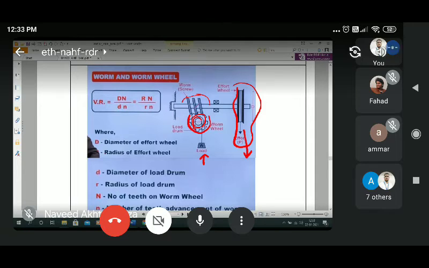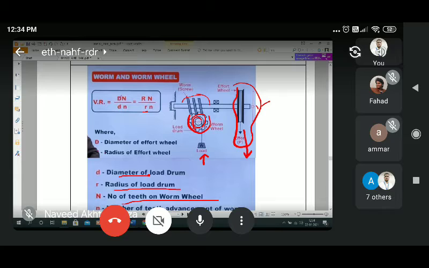So here you can see that the diameter, capital D, is the diameter of your effort wheel, and capital N is the number of teeth on the worm wheel, this number of teeth here on the worm wheel, and small r is the radius of the load drum at the worm wheel, which is nothing but small r1 or diameter d, and capital D is the diameter of the effort wheel.